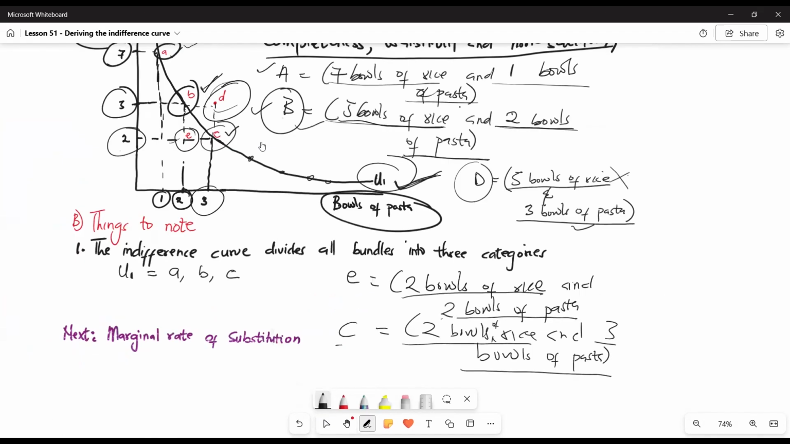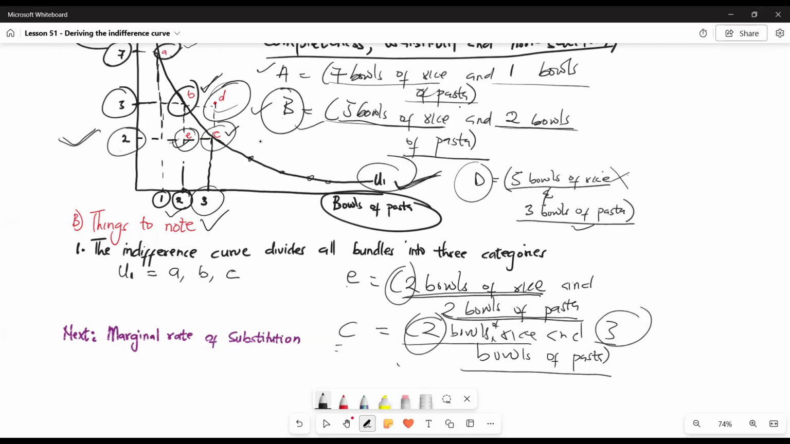Similarly, if we look at bundle E carefully, we can see that bundle E has 2 bowls of rice, represented here, and then 2 bowls of pasta represented here. Now, this is inferior to any bundle on the indifference curve U1. If we compare this bundle to, say, bundle C, which has 2 bowls of rice and 3 bowls of pasta. Going back to our non-satiation assumption where more of a good is always better, bundle E and C both have 2 bowls of rice, but bundle C has an extra bowl of pasta, making it a more desirable bundle.